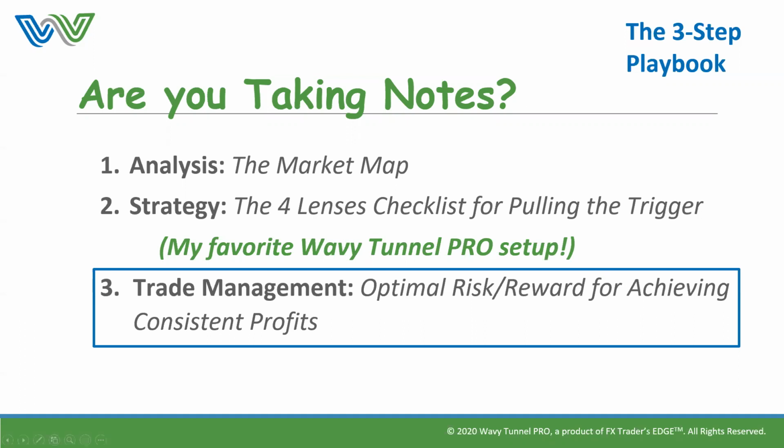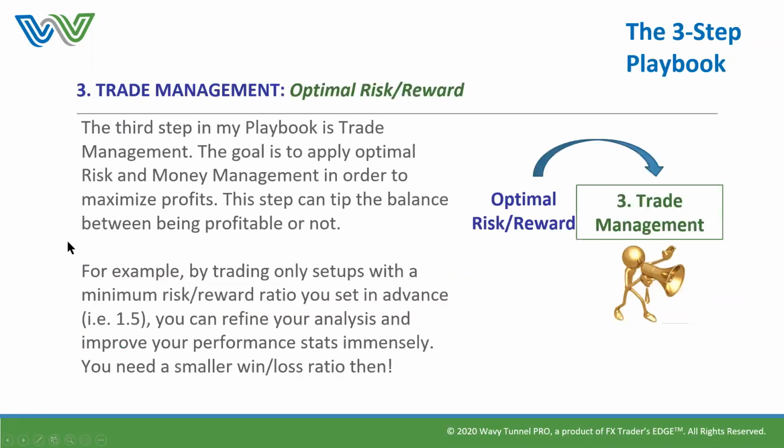So now let's move into trade management. We learned how to trigger the trade through the 4 lenses checklist for pulling the trigger. Now let's look at trade management. This is the 3rd step in my playbook. The goal is to apply optimal risk and money management in order to maximize profits. This step can tip the balance between being profitable or not.